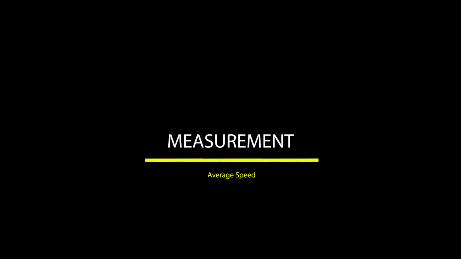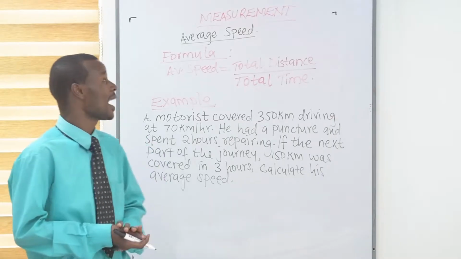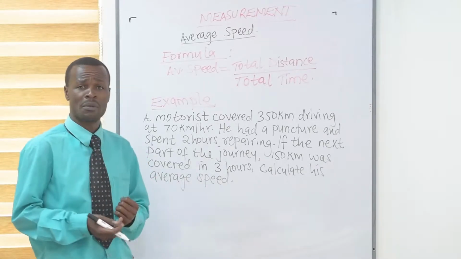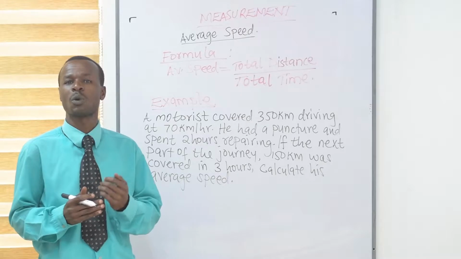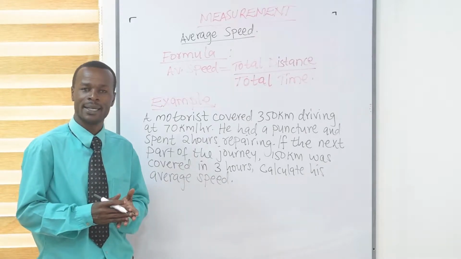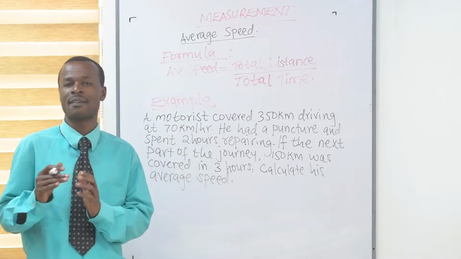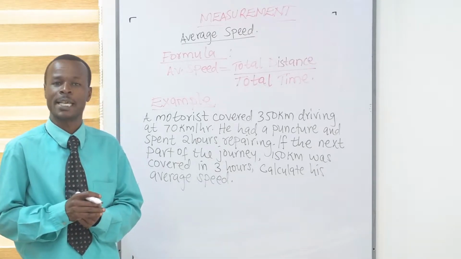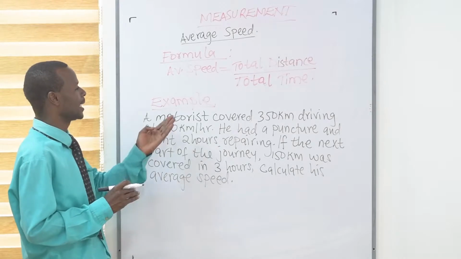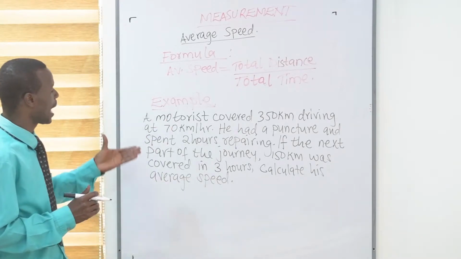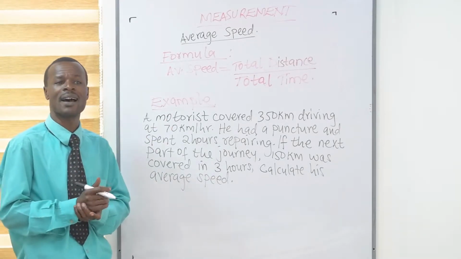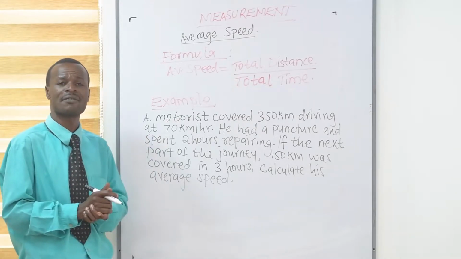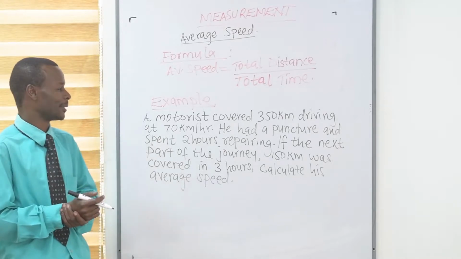Measurement. In measurement, we are going to look at average speed. Now, average speed is calculated by the total distance covered out of the total time taken. Let's take an example. A motorist covered 350 kilometers driving at a speed of 70 kilometers per hour.